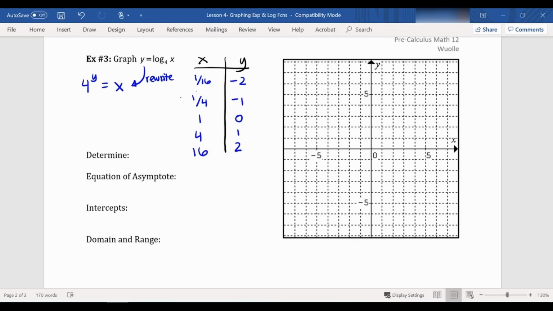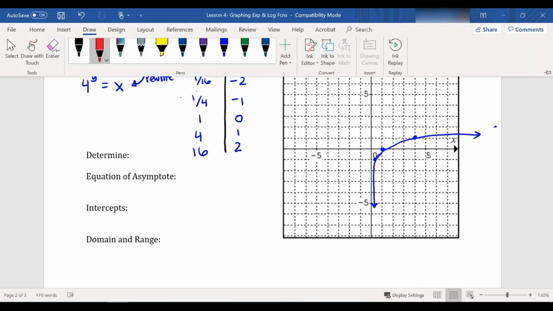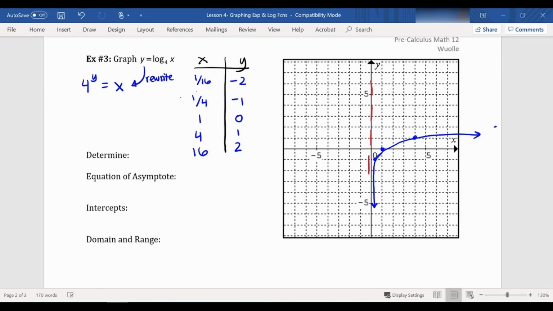So 1 over 16, I'm not going to try and graph that. 1 over 4, -1, I can graph that. X is 1 and y is 0. X is 4, y is 1. And again, x is 16, y is 2. That's way, way, way off your grid, so I'm not even going to try and graph that one. And I know for my logarithmic function, my asymptote is now here.